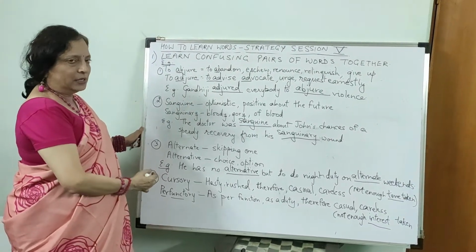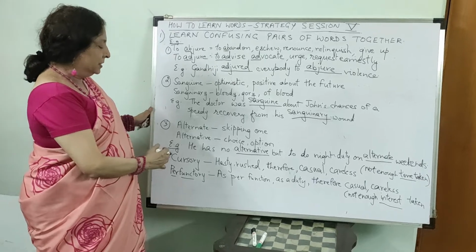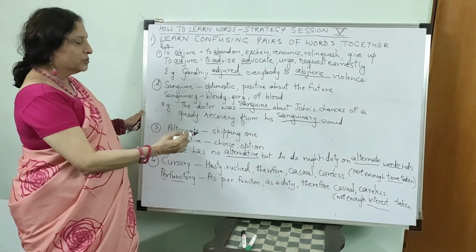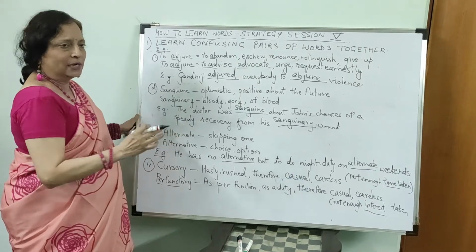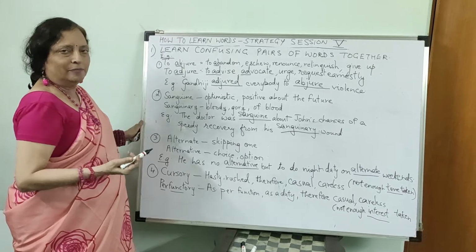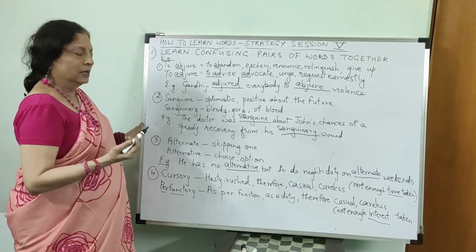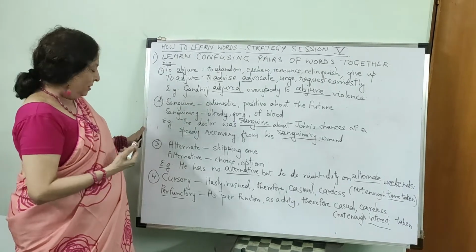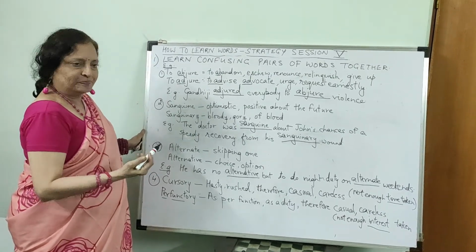And perfunctory, here the clues are per and funct. So it means as per your function as a duty. Therefore casual or carelessly done. So the end result is the same, but the reasons are different. When not enough time is taken in doing work, it is cursory. And when not enough interest is taken in doing your work, it is perfunctory.